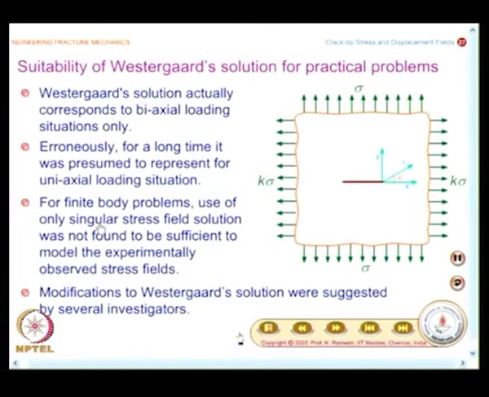Here, what you have to keep in mind is, the singular solution is not sufficient, we have to look for much more than that, and for this, modifications to Westergaard's solution were suggested by several investigators. People looked at what kind of approximations we have made, have we made any mistake in satisfying the boundary condition, and so on and so forth. We will look at one after another. We will first see what is the kind of result we get from Westergaard solution.